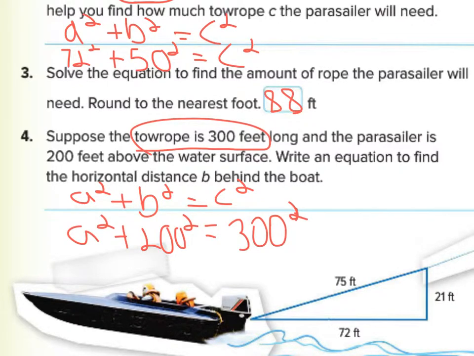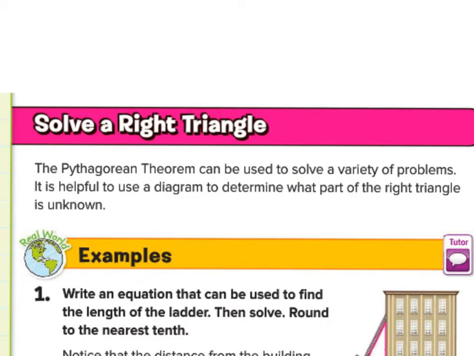boat. So for one of our key points here, we learn how the Pythagorean theorem can actually help us solve a variety of problems. It is helpful to use a diagram to determine what part of the right triangle is unknown, which means, do we have one of the legs unknown, or the hypotenuse? So often, for example, here, we have a building, and we know that the building is perfectly perpendicular to the ground.